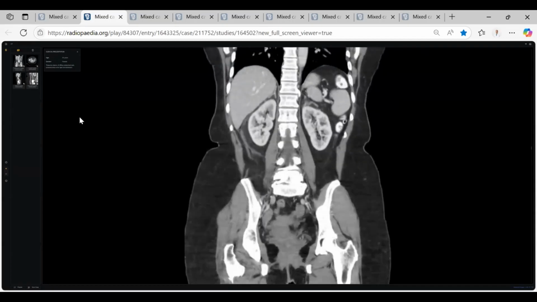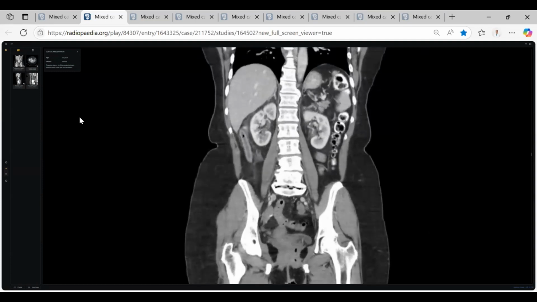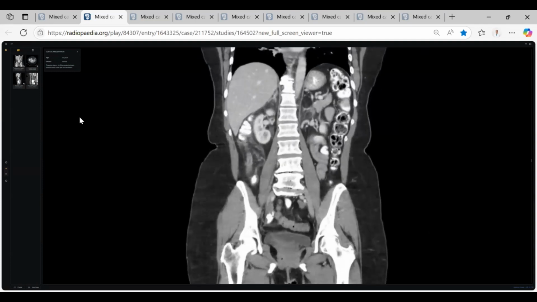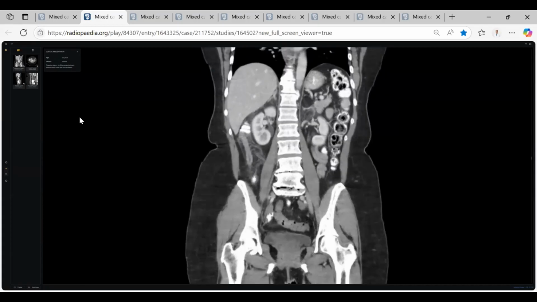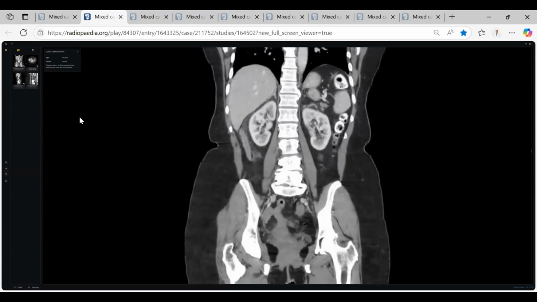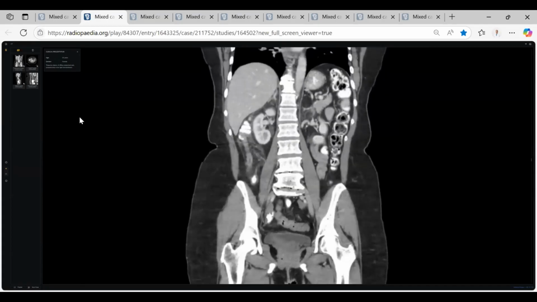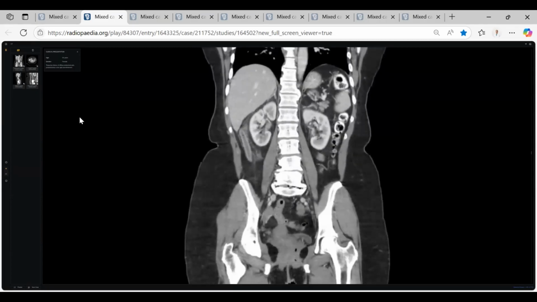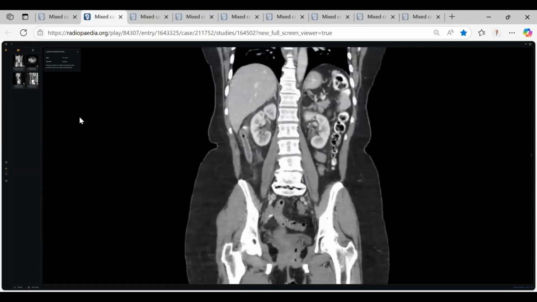What is your diagnosis, doctor? In my diagnosis, this is a case of acute appendicitis. Which type of acute appendicitis? Why does this patient have right upper abdominal pain? Where is the appendix?